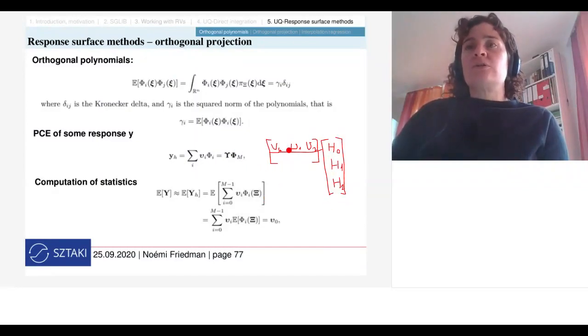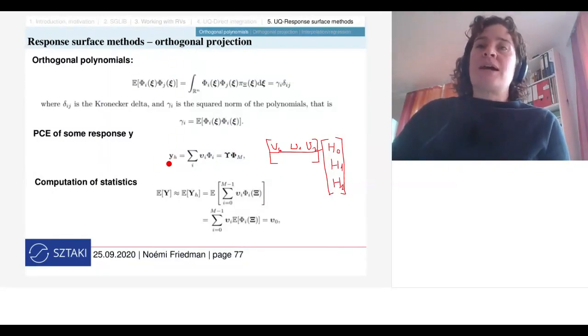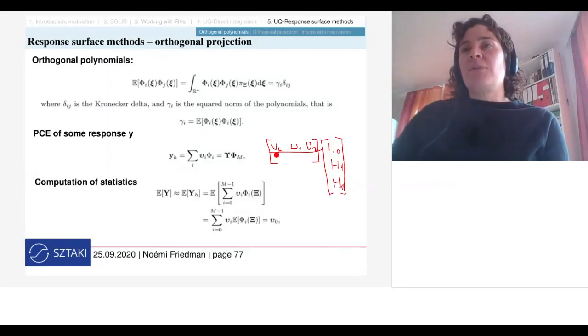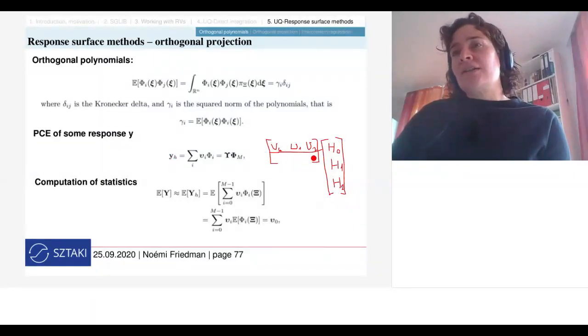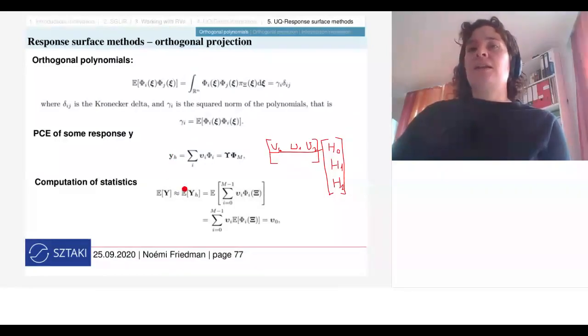If I have two outputs, or if y is really a vector and not a scalar value, let's say because I have the position of the mass and the velocity of the mass, then I have here another set of coefficients that I write in the second row. And then I can write this expansion in this form.